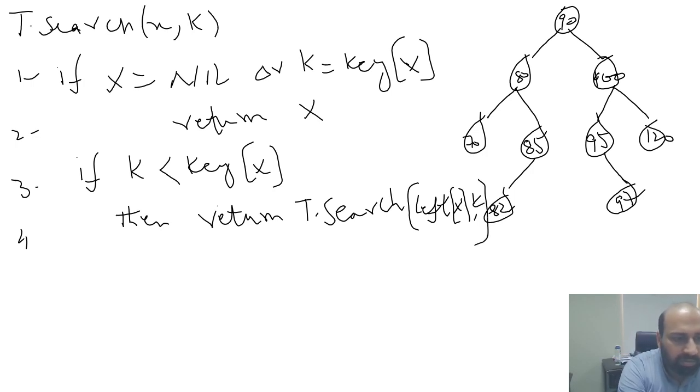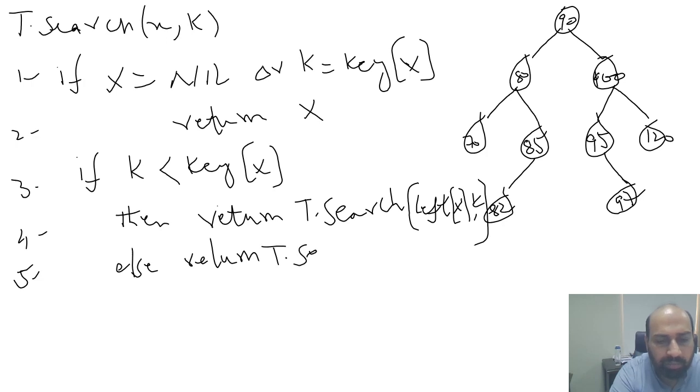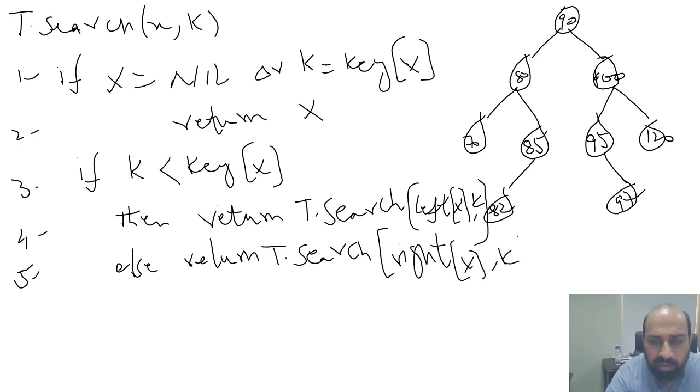So if k is not less than key of x, then else obviously you will return tree search with right of x with the key value, right? So simply that's it. So what's the time complexity?